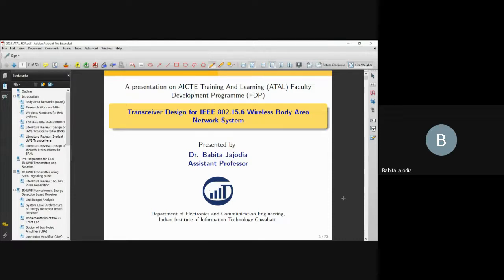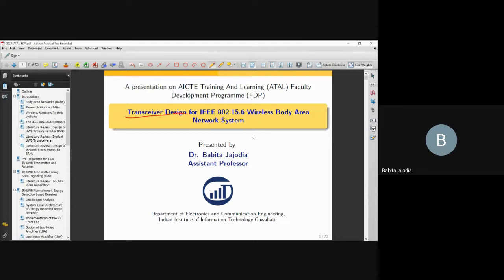Welcome everyone to the FDP program. It's the third day of the session, and you have already attended one session, so I will try my best not to bore you. If one of the participants starts working on transceiver design, might not be for wireless body area network but for other VLSI-related applications, I think my talk on the ATAL FDP is successful.